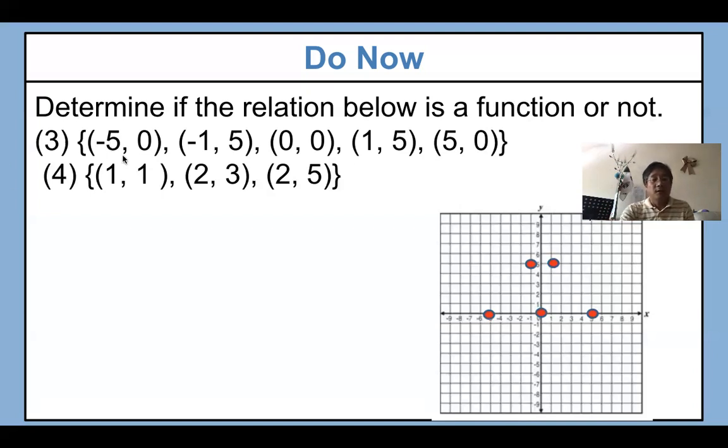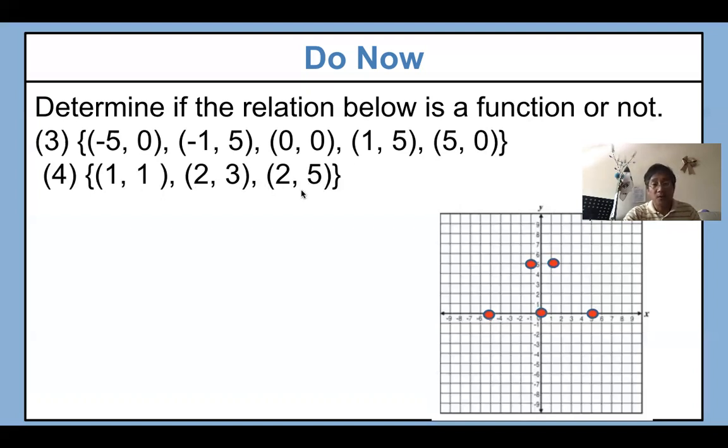So -5, there's only one -5. It's okay. Only -1, then 0, 1, 5. So input values are not repeating, right? So that's a function. But if you look at number 4, what happened? 1, 1, 2, 3, 2, 5. What happened? This one has the same input value giving you two different outputs.